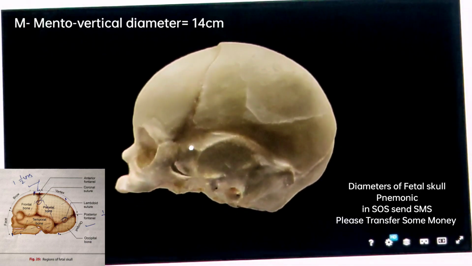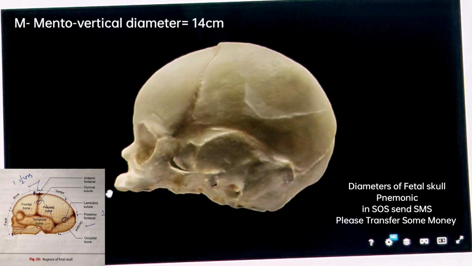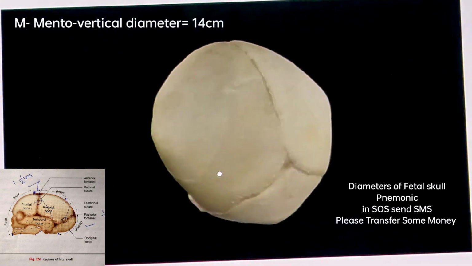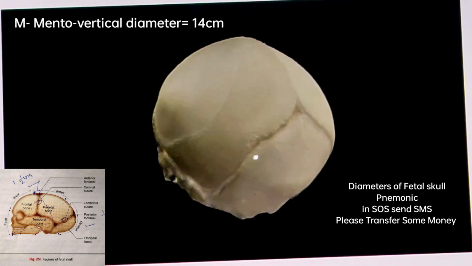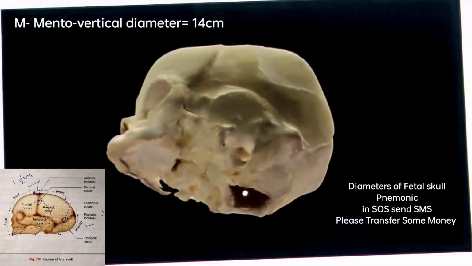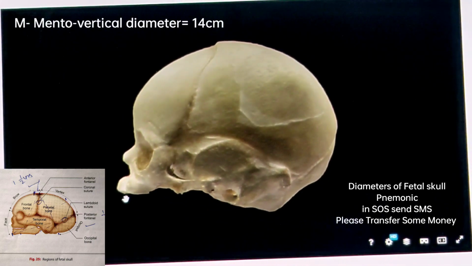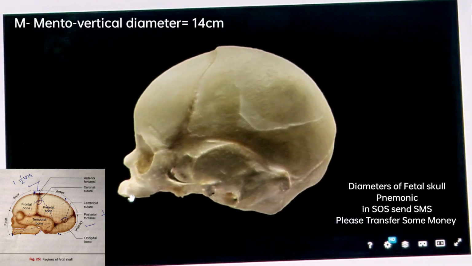Then M denotes mentovertical. From the mentum part to the highest point on the sagittal suture is the mentovertical diameter, which is 14 centimeter in length.